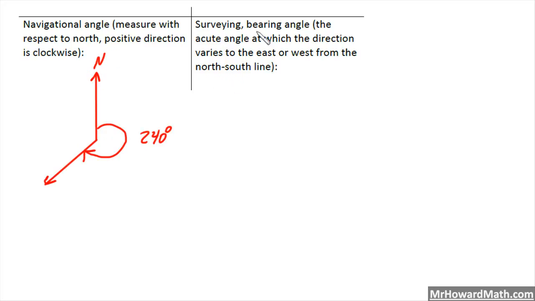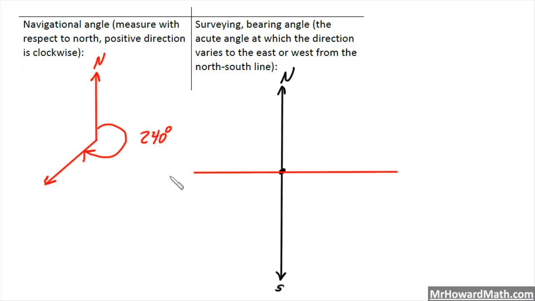Next, we have surveying, a bearing angle, and it's the acute angle, so less than 90 degrees, at which the direction varies to the east or west from the north-south line. So we'll draw a north-south line in here like this and label it. So north is up here, south is down here, and we have our center point between north and south. So we'll put that in like this, and this would be west, and this would be east.